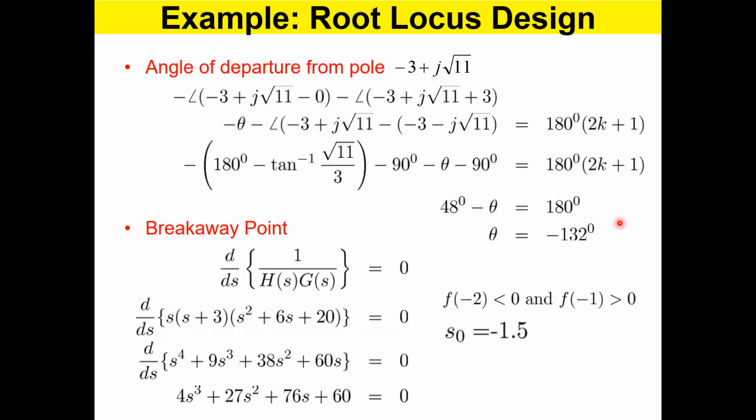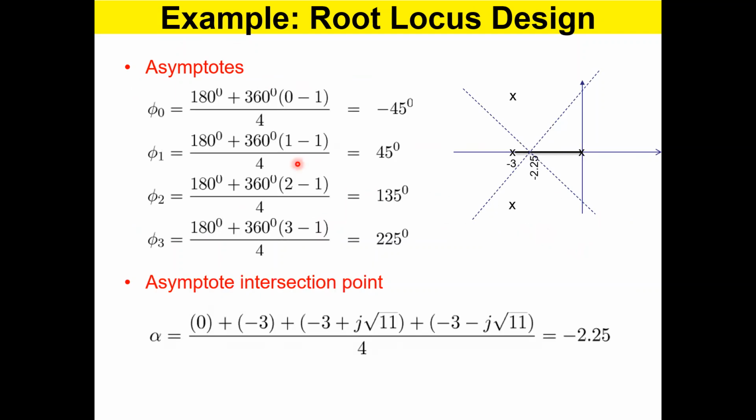Now let me take the angle of departure. I think we skipped it for a moment. Angle of departure. Now, if you look at these poles, we know that these two poles are moving on the real axis, and they meet up somewhere here, at minus 1.23. After that, they split and one goes up, the other one goes down.